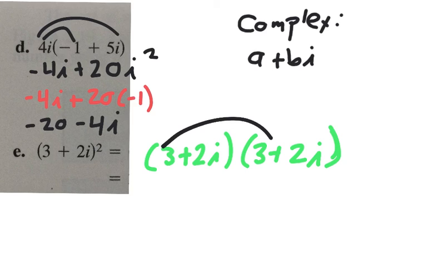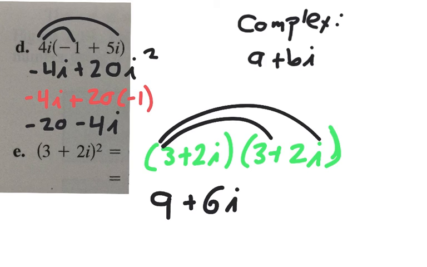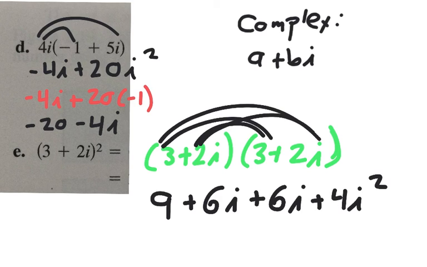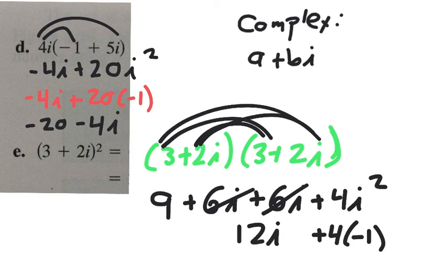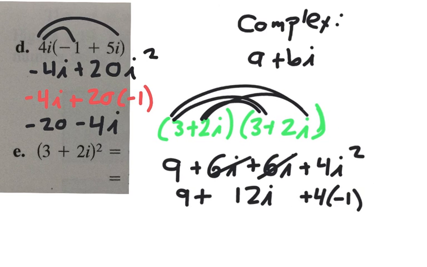So 3 times 3 is 9. 3 times 2i is 6i. 2i and 3 is 6i. 2i and 2i is 4i squared. i squared is the same thing as negative 1. 6i and 6i is 12i. And so I have 9 minus 4, which is 5, plus 12i.